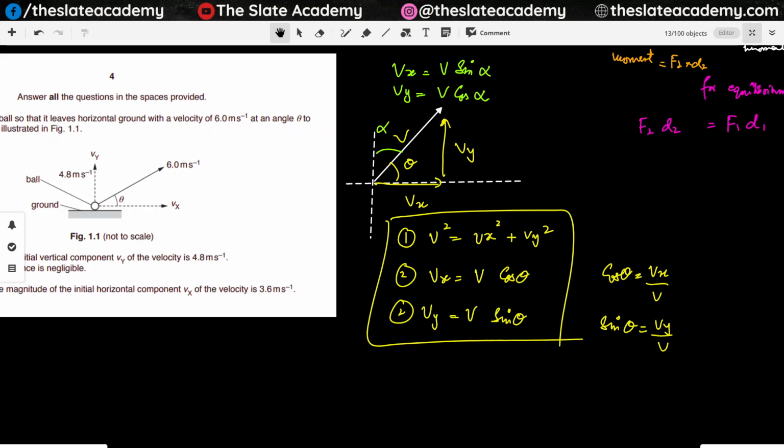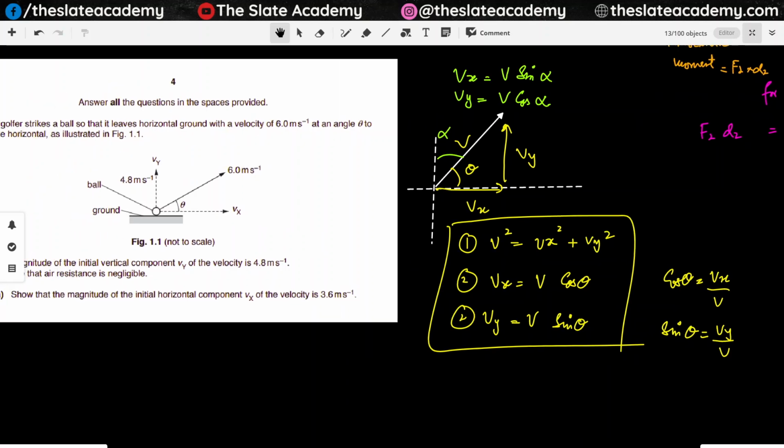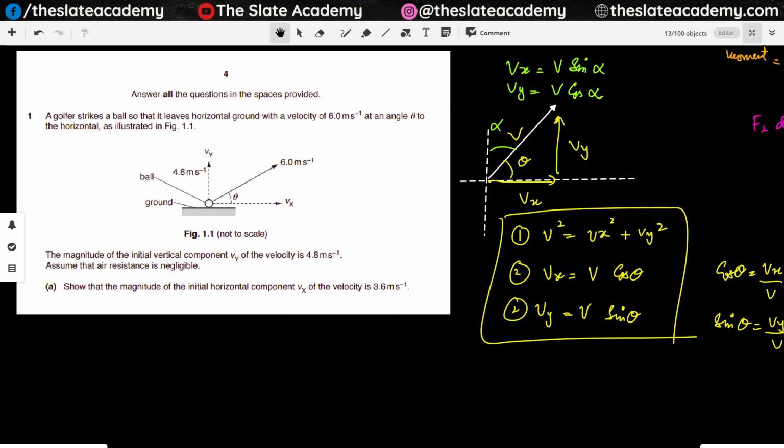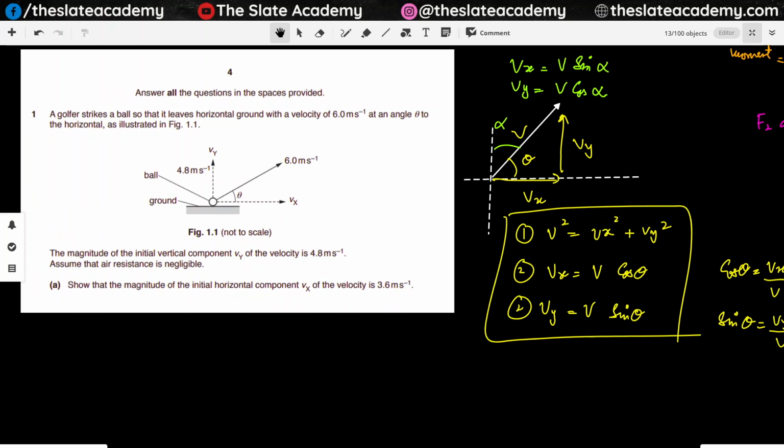So that was a 2-minute crash course on all the vectors and how to find their components. In this particular diagram, we are given vector V itself and the vertical component of it, and we are supposed to find the horizontal component. The equation which uses the vector itself, the vertical component and the horizontal component happens to be the first one, this one.